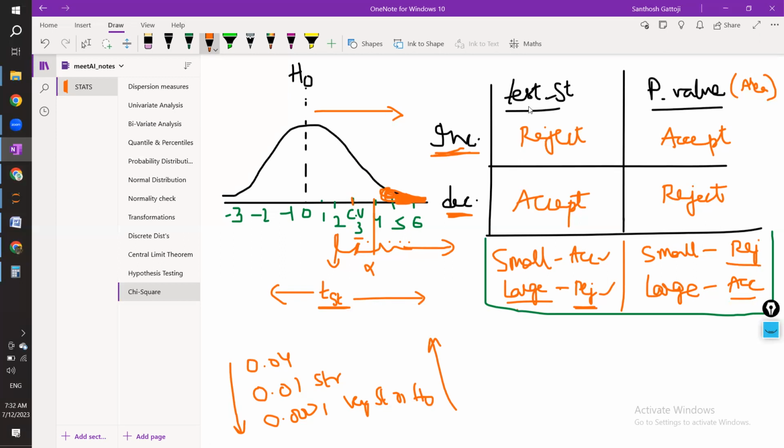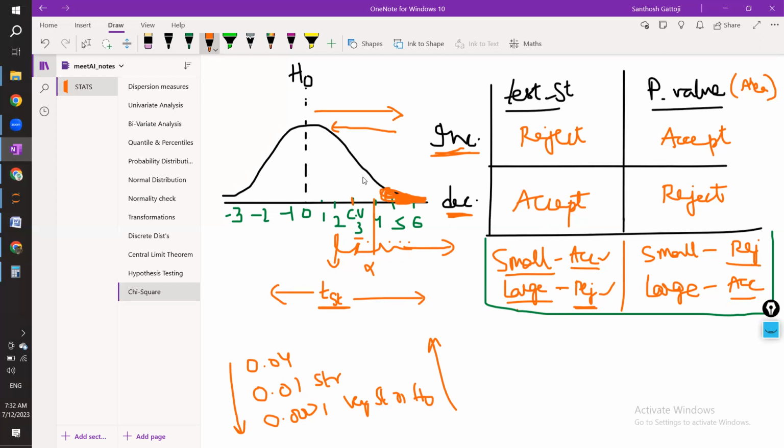But if you see the test statistic, it's a number. When it is decreasing, becoming smaller and smaller, what does that mean? From 4 it becomes 3, 2.5, 2, 1.5, sorry, 0.5. That means it is coming towards the null hypothesis, because it is a number. When the number is decreasing, it is coming towards the null hypothesis. In that case, you need to accept.